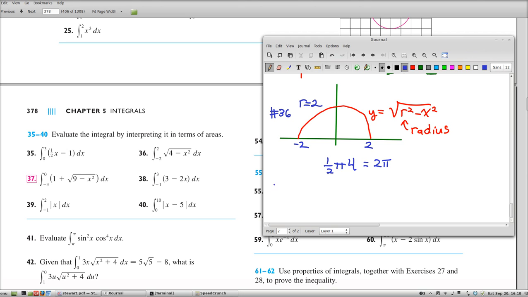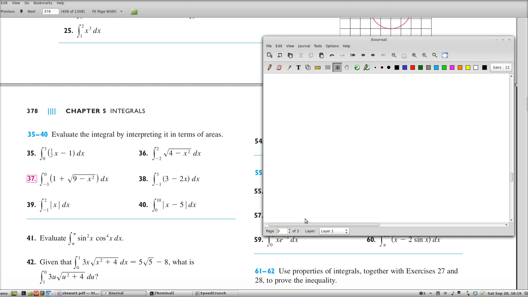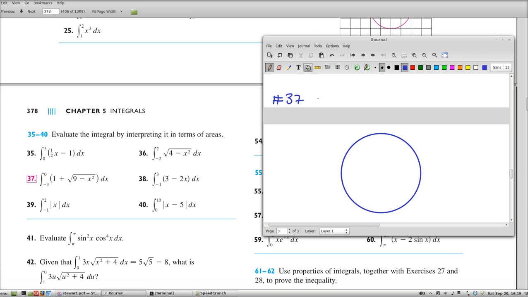For number 37, the picture is going to be slightly different, but similar. Let's see if I can push that stuff up. Oh, can't do that. Do I have to open up another page? Okay. So for number 37, let's see. Okay, so it recognized that as a circle.